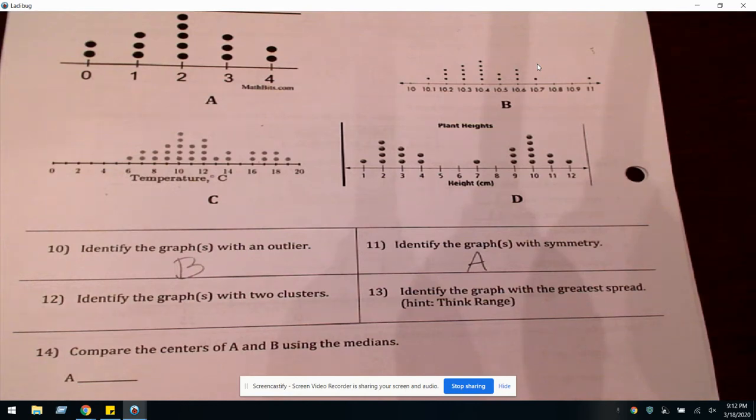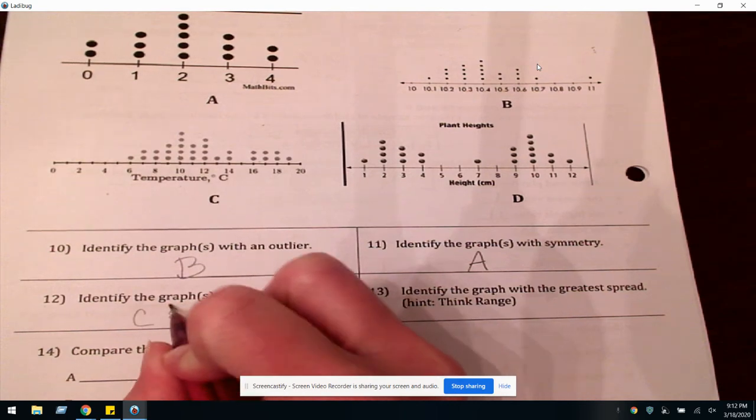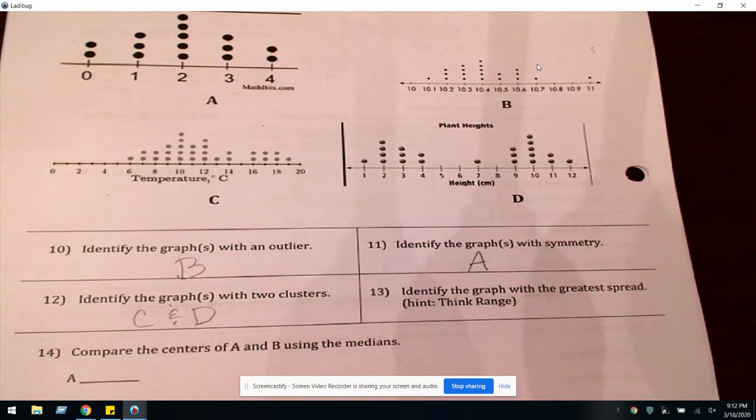All right, 12, identify the graphs with 2 clusters. So graphs with 2 clusters, and it says graphs, so I'm pretty sure there's 2 here. C and D both have clusters. Clusters are groupings of data, like big chunks of data in one area.